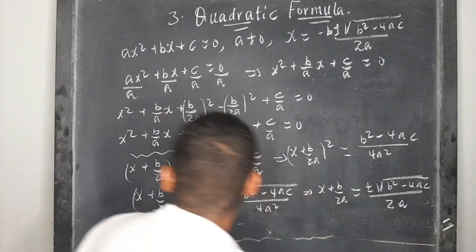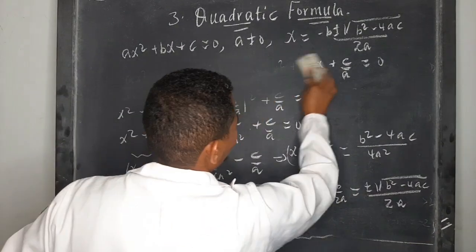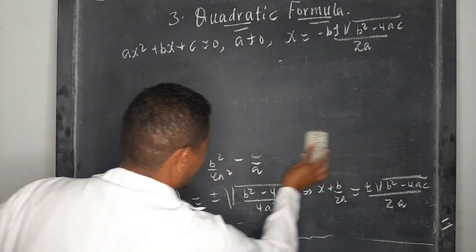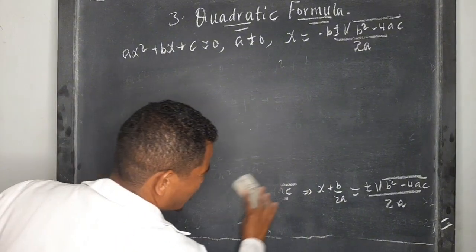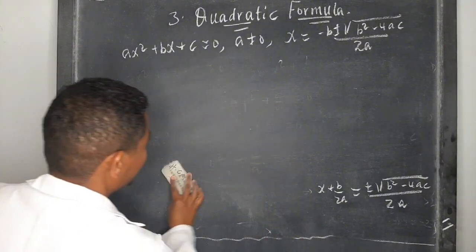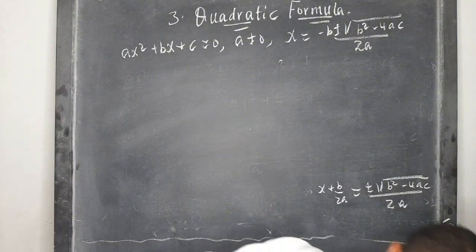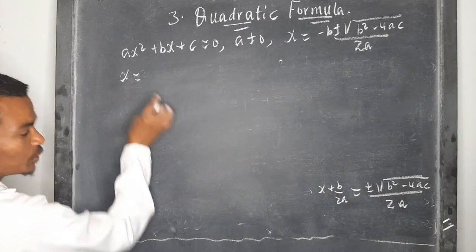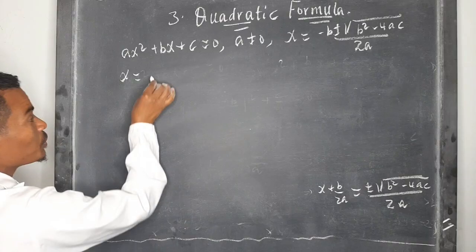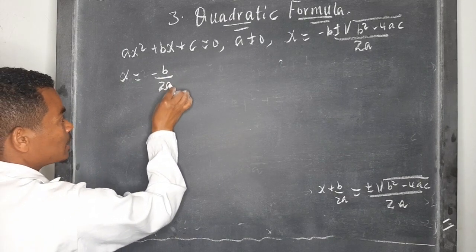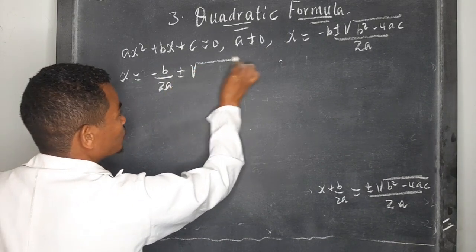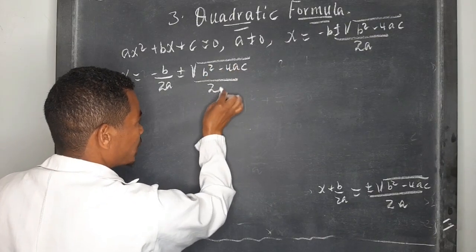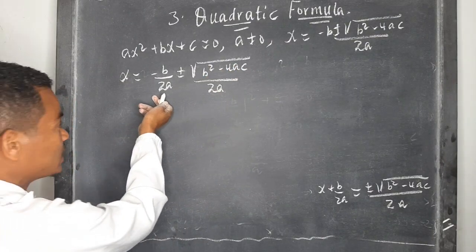Transferring b over 2a to the other side, x is equal to minus b over 2a plus or minus square root of b square minus 4ac over 2a. They do have the same denominator, right? 2a.